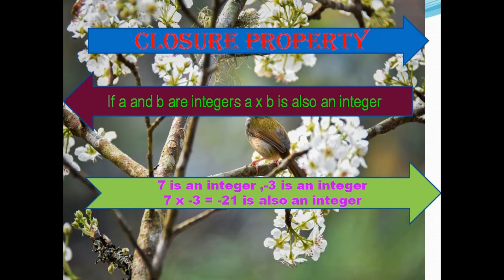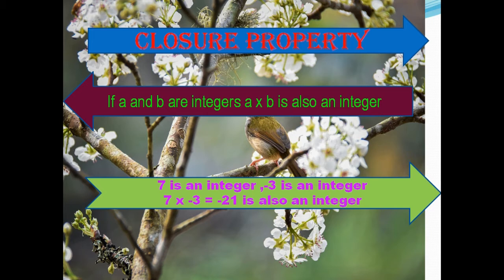Now see the first property, the closure property. What is the closure property? Already we know about it. If a and b are two integers, in the case of addition, a plus b is also an integer. Here, under multiplication, in the place of the plus symbol you put a multiplication sign: a into b is also an integer.